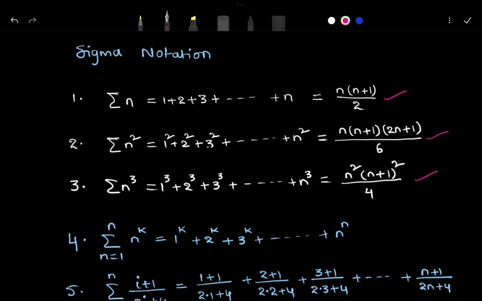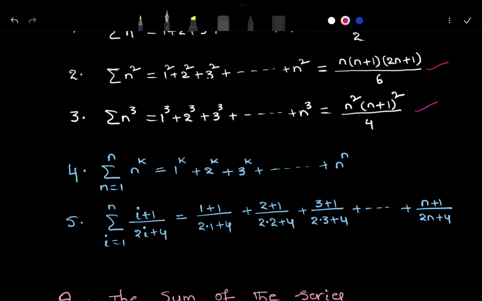And similarly sigma n power k, so here n goes from 1 to n, that means 1 power k plus 2 power k plus 3 power k and so on up to n power k. Like that, the next one is sigma i equals 1 to n of i plus 1 by 2i plus 4. In this one i is a variable, so you have to substitute that i value from 1 to n. After adding, you will get the required series.